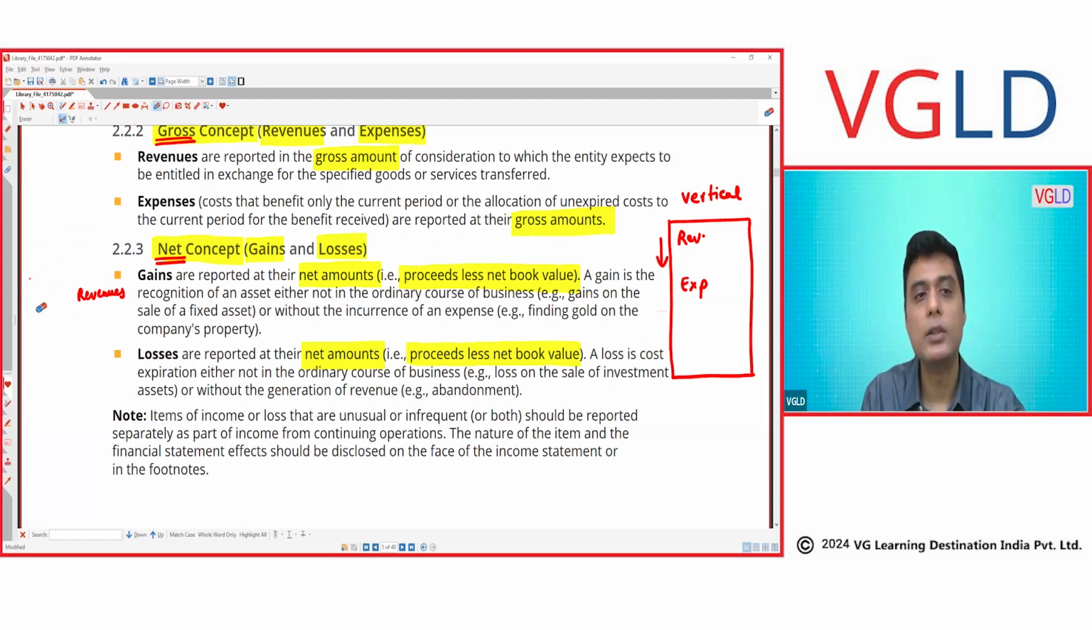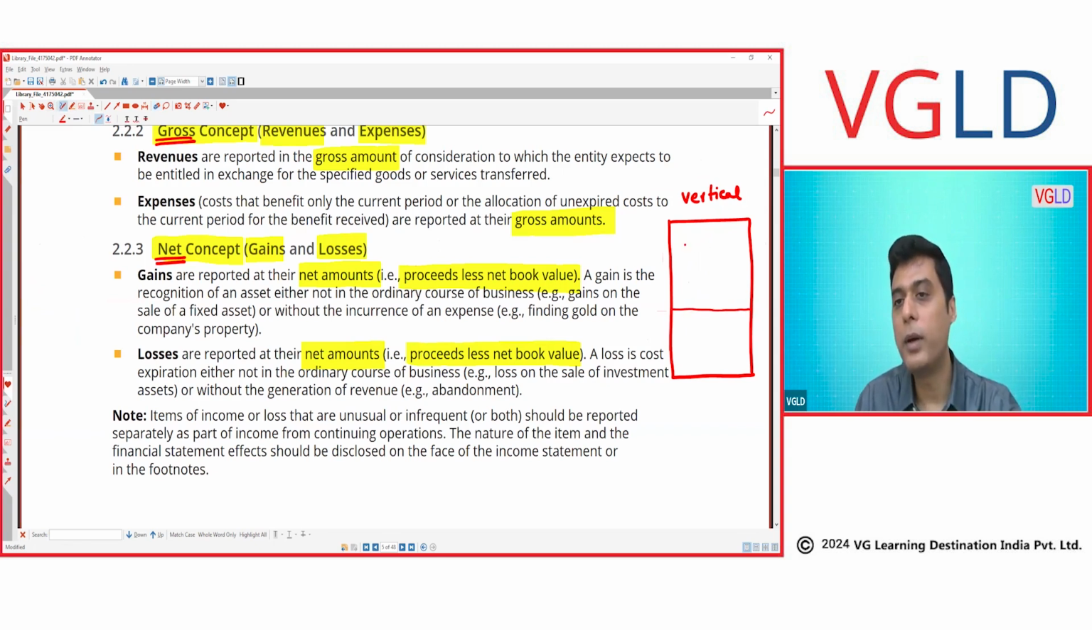So in the vertical format, your income statement is divided into two main parts. The upper part is the income from continuing operations, and the lower part is the income or loss from discontinued operations, right? Now, what are discontinued operations? We will talk about it later. But right now, you just need to know that the income statement is divided into two parts, continuing and discontinued.